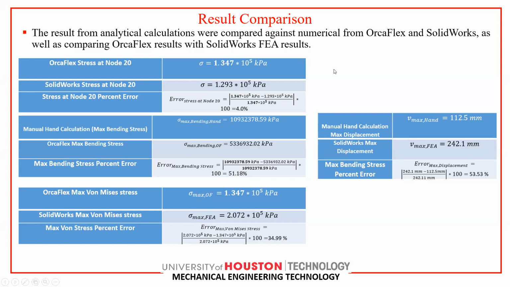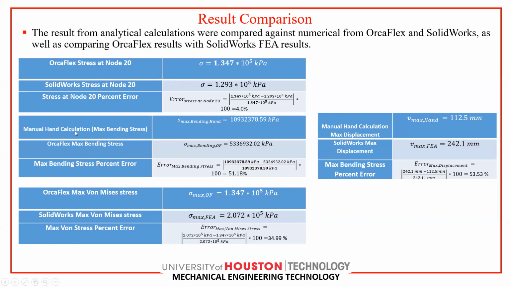So this slide is about the comparison of the results. We know the equation to calculate the percent error is equal to the higher value minus the lower value, divided by the higher value, times 100%. So the percent error of the OrcaFlex stress at node 20 and the SolidWorks stress at node 20 is 4%.